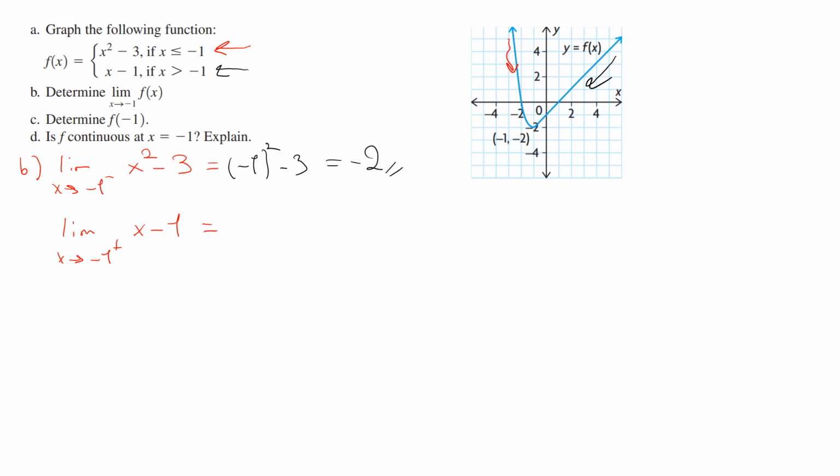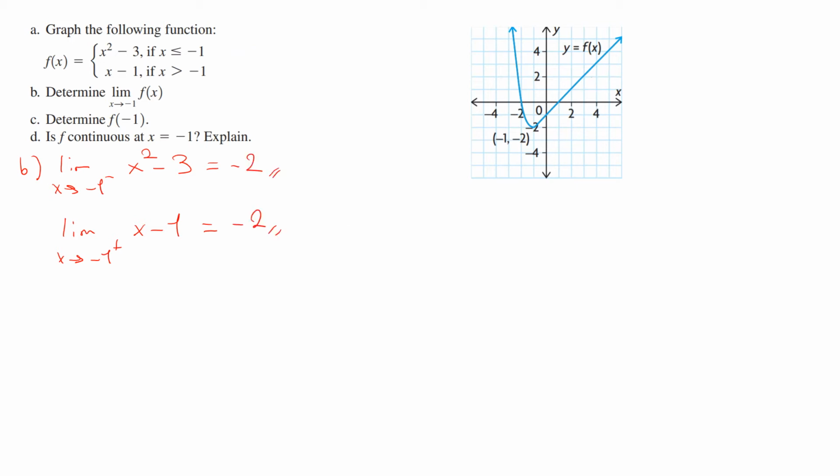For this one, I'm going to plug in -1 again. So -1 minus 1 would equal -2. I see that in fact they do equal each other, therefore it's a limit that does exist. And then we can see that it is actually continuous.